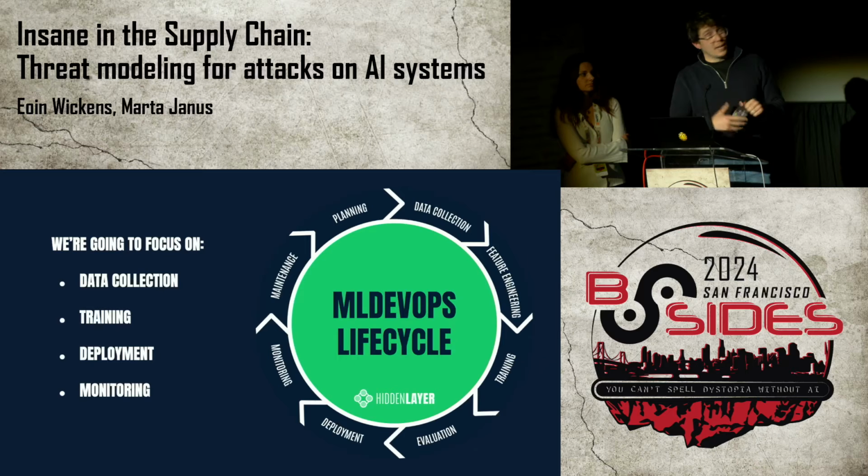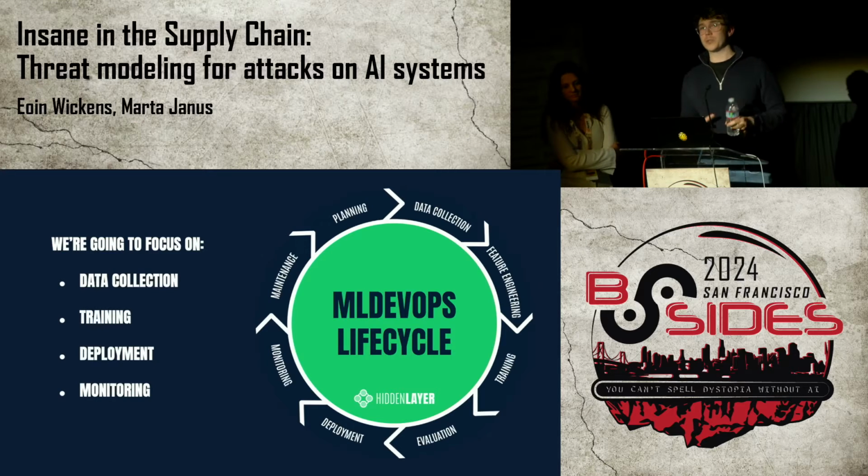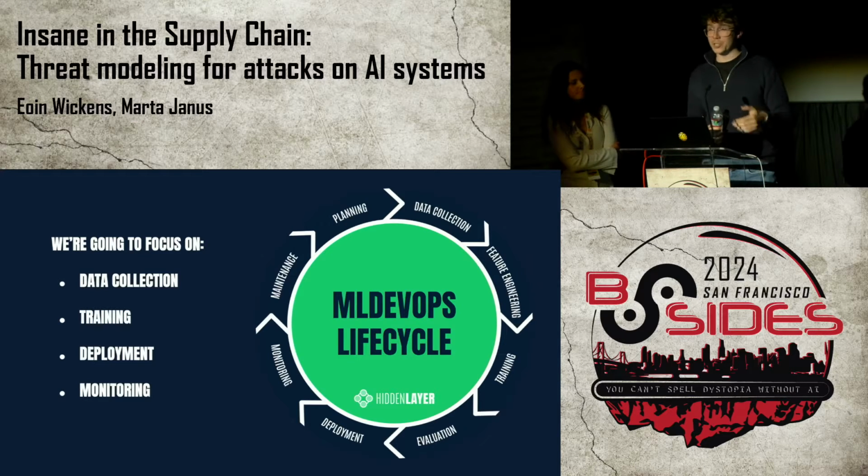We have a diagram here of the ML DevOps lifecycle. We're not going to drill into it because we don't have time, and we would have had to add another 20 minutes if we wanted to talk about all these phases. But it's very similar in nature to the DevOps lifecycle. For the sake of what we're going to be doing today, we're going to focus on four key stages within this lifecycle: data collection, training, deployment, and monitoring.